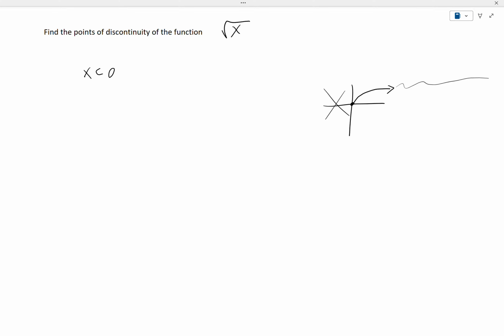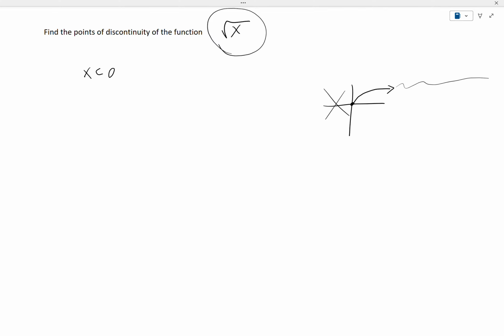Well, I know that for a function to be continuous, the function needs to have a value for every x. The limit needs to exist for every x, and the limit value and the function value need to equal each other at every point. So the first thing I want to check for is making sure that the function actually has a value for every x. So what possible values of x could make this not give us a value? And the answer is anything negative.